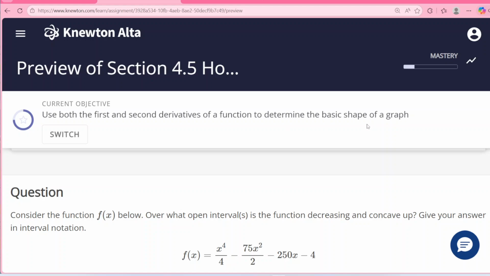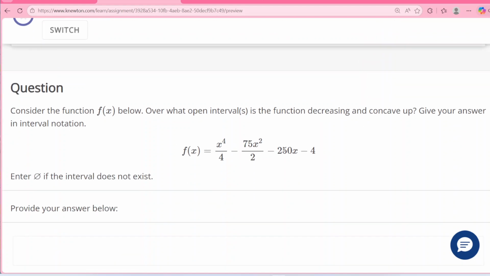All right, so here's the shape of a graph one again. Again, very similar to other ones where I'm given some polynomial function and asked where it's increasing or decreasing and concave up, concave down. So this time I'm asked over what intervals is this function both decreasing and concave up? So that means negative first derivative, positive second derivative.